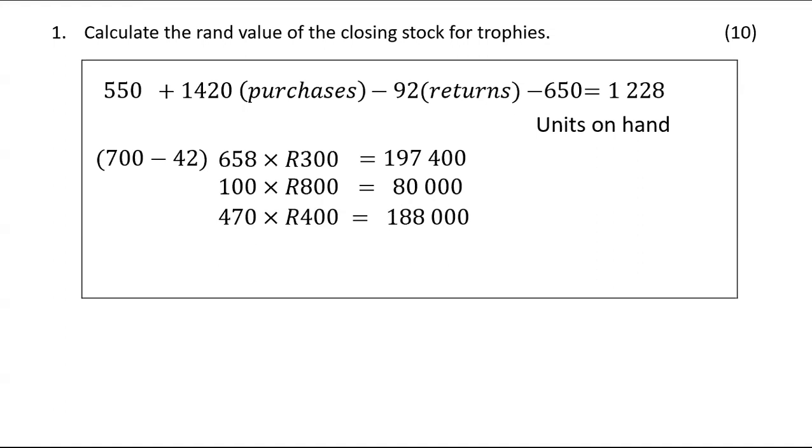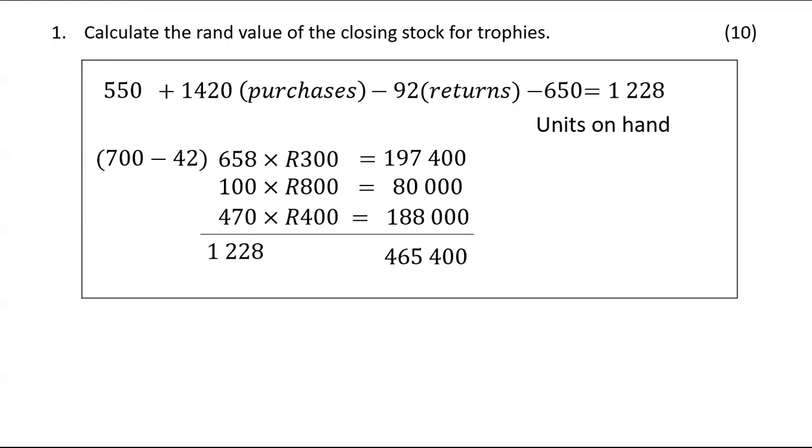Now you will simply take 197,400 plus 80,000 plus 188,000. It will simply give you the cost of the remaining stock, which is 465,400. And this is the cost of the 1,228 units that are remaining.